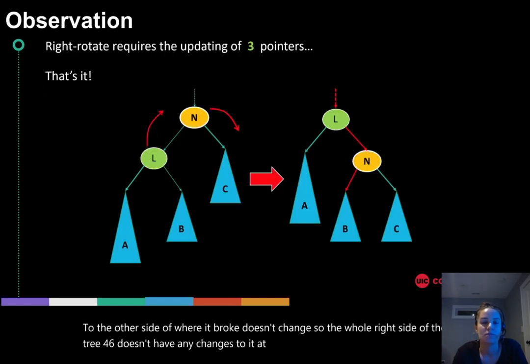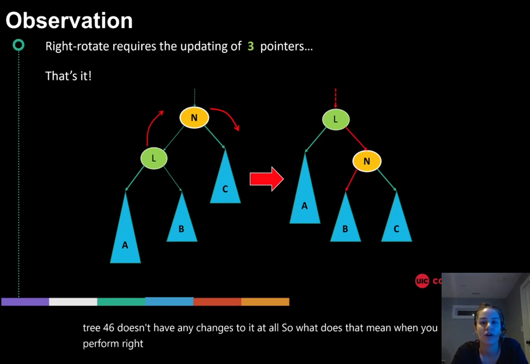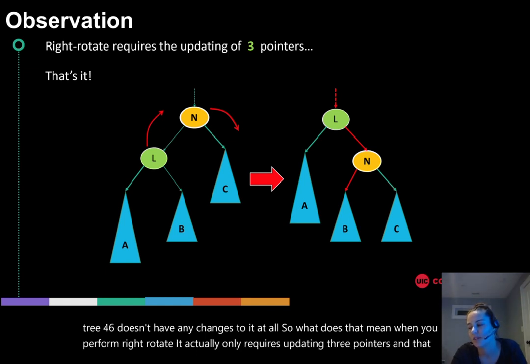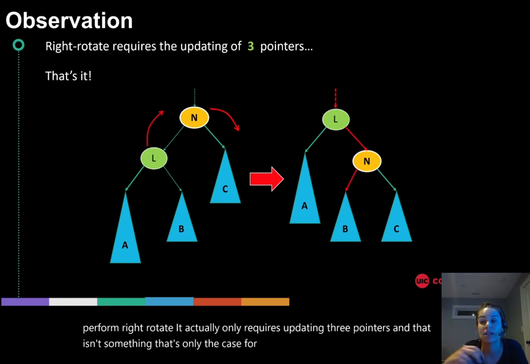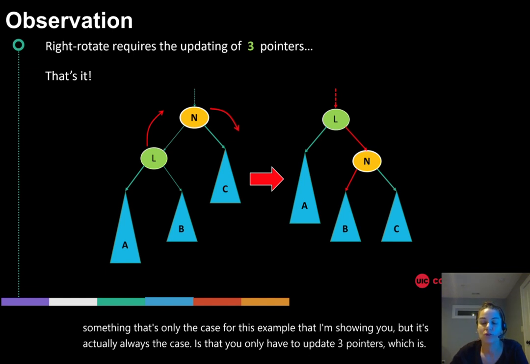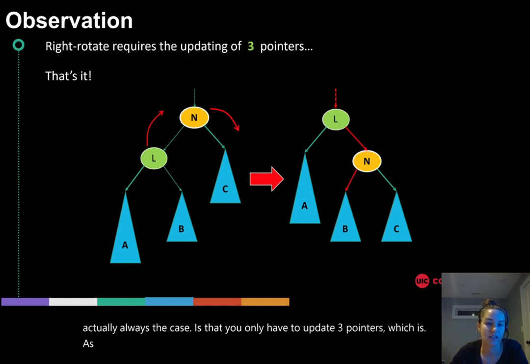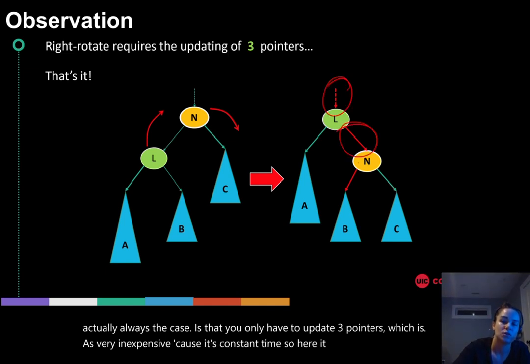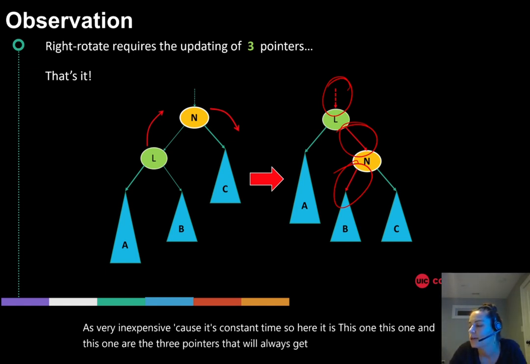So what does that mean? When you perform a right rotate, it actually only requires updating 3 pointers. And that isn't something that's only the case for this example that I'm showing you, but it's actually always the case, that you only have to update 3 pointers, which is, as you know, very inexpensive because it's constant time. So here, this one, this one, and this one are the 3 pointers that will always get updated.